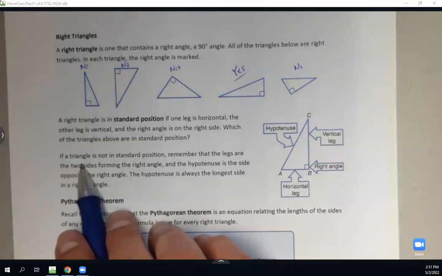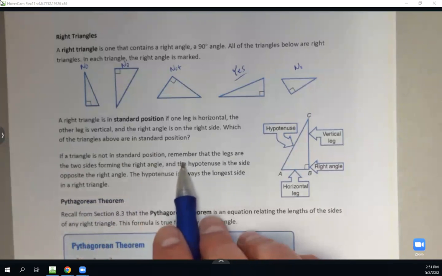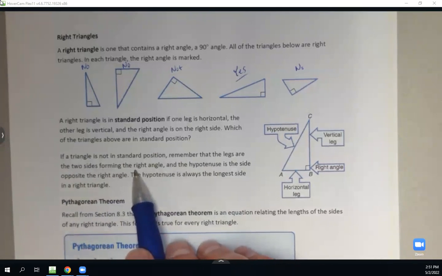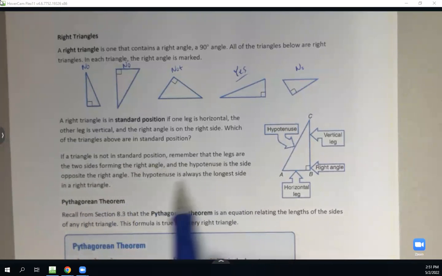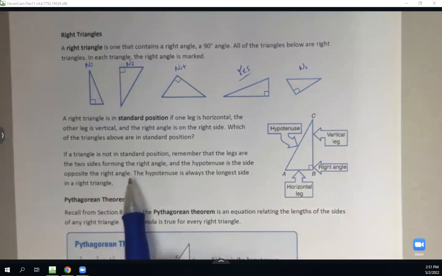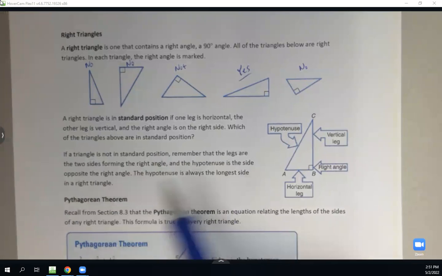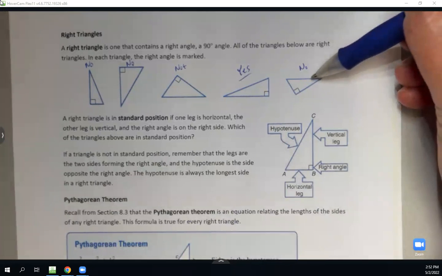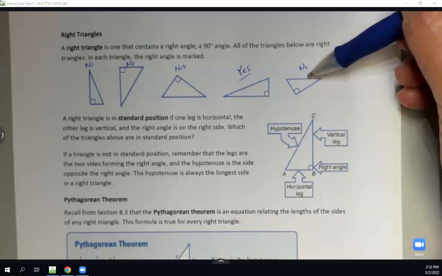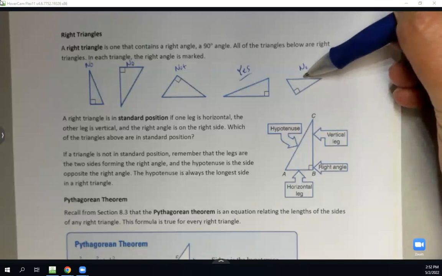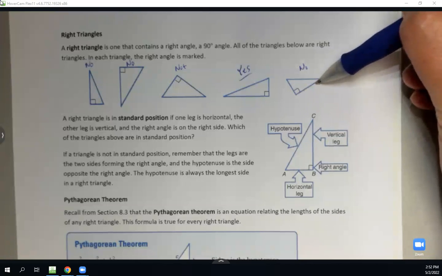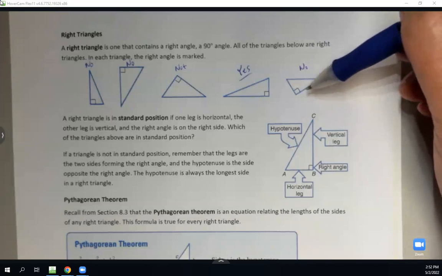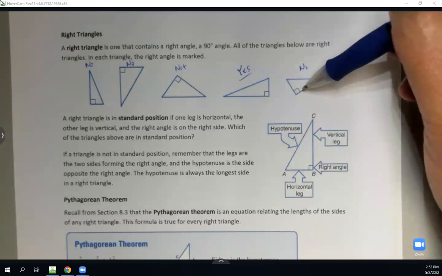Okay. If a triangle is not in standard position, remember that the legs are the two sides forming the right angle, and the hypotenuse is the side opposite the right angle. The hypotenuse is always the longest side in a right triangle. So if you look at this triangle right here, here's the 90-degree angle, the side opposite that is the hypotenuse. So that means this and this are the legs. Okay, does that make sense? So if a triangle's not in standard position, we could rotate it and put it in standard position. Okay.